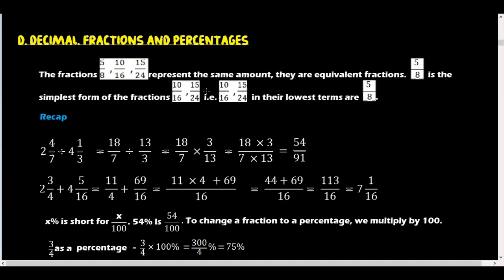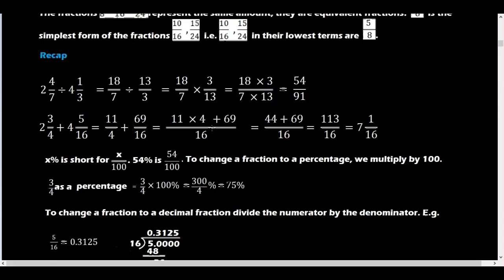Decimal fractions and percentages. The fractions 5 over 8, 10 over 16, 15 over 24, they represent the same amount. They are equal. But 5 over 8 is the simplified form of the fractions. That is, 5 over 8 is the lowest terms of the three fractions. Recap. This is covered in CJC. It's just a recap. You can go through it.